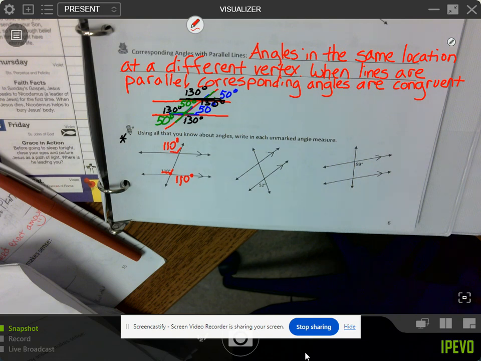Melanie, come fill in another angle for me. What did you use to know that was 110 degrees? Opposite angles, because they are vertical. They share a vertex. Jimena, come fill in another angle for me.